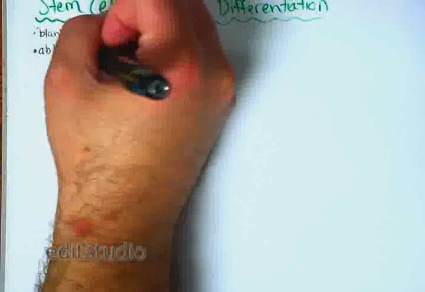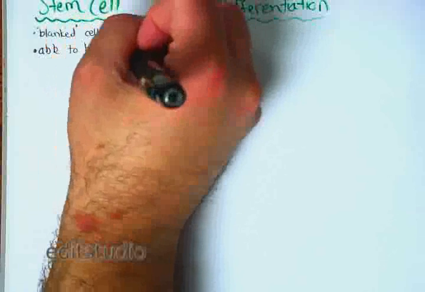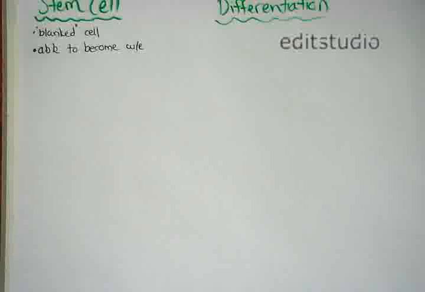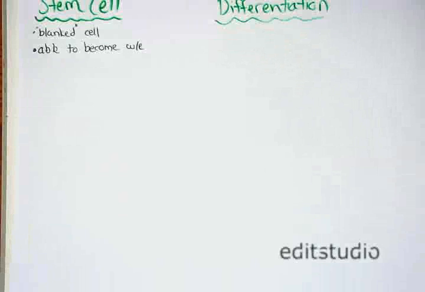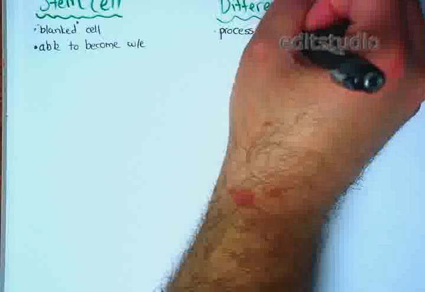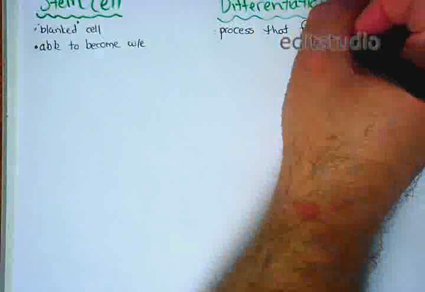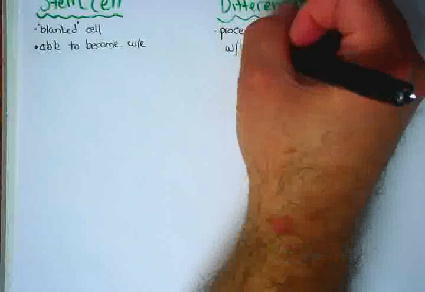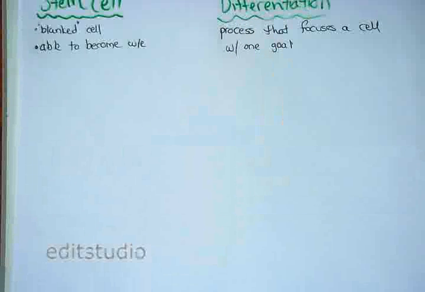It is able to become whatever. What is differentiation? That's the process of becoming not just a whatever, but becoming a specific focus, right? So it's a process that focuses a cell with one, maybe the word goal would be good there, or one function.